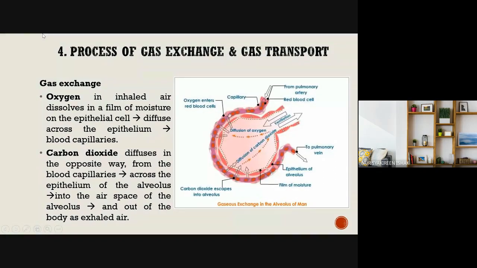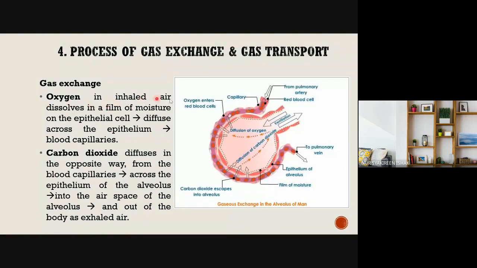Okay, so let's proceed to the next part, which is process of gas exchange and also gas transport. So for this part, we are going to look at how gas exchange occurs between alveolus and also blood capillaries. Senang je lah if you faham konsep apa difference in partial pressure of oxygen and carbon dioxide. So it is really easy. Okay, so the gas exchange.